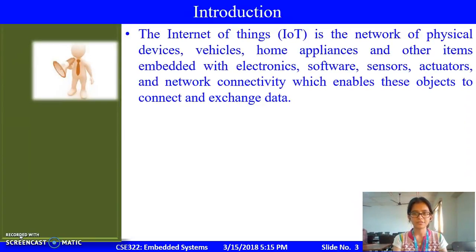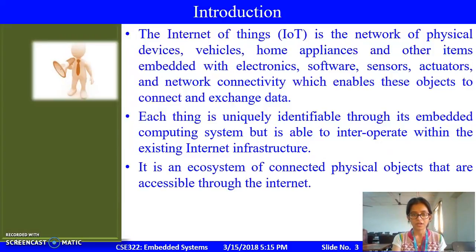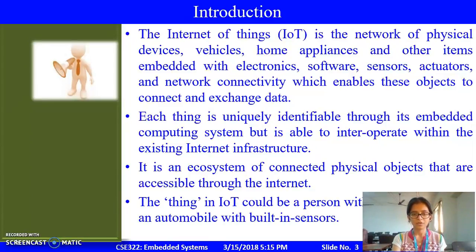The IoT is the network of physical devices, vehicles, and home appliances embedded with electronic software, sensors, actuators, and network connectivity, which enables these objects to connect and exchange data. Each thing is uniquely identified through its embedded computing system, but is able to interoperate within the existing internet infrastructure. It is an ecosystem of connected physical objects that are accessible through the internet. What is the thing? The thing in IoT could be a person with a heart monitor or an automobile with built-in sensors, for example.